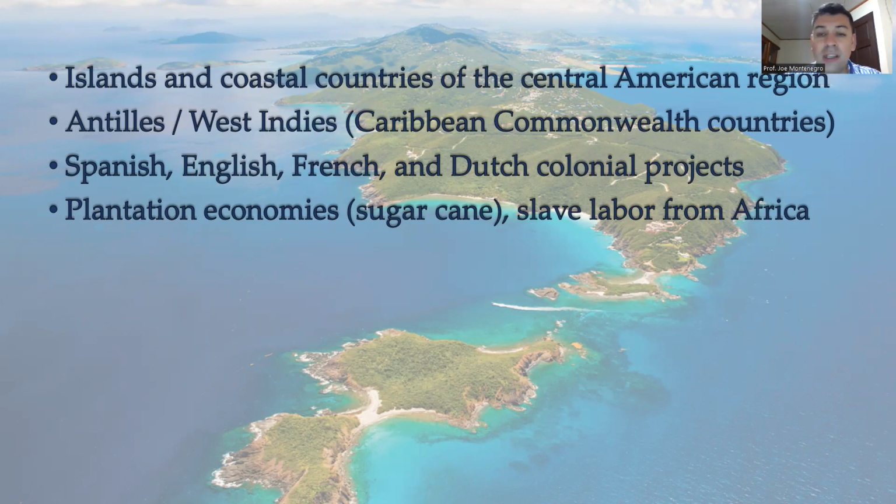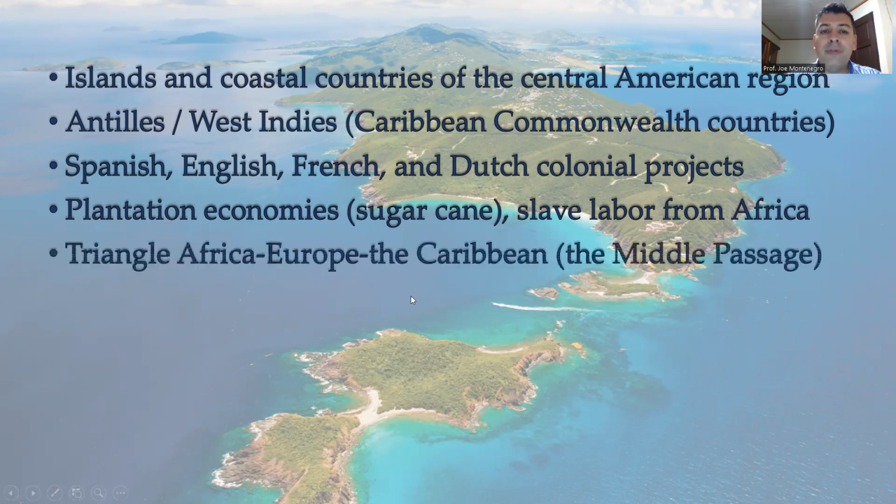Also a key element of the society and history of the Caribbean is the slave labor that came from Africa via Europe. The European powers bought slaves from Africa and brought them to America, forming this triangle between Europe, Africa, and America. And what is inside the triangle is known as the Middle Passage.